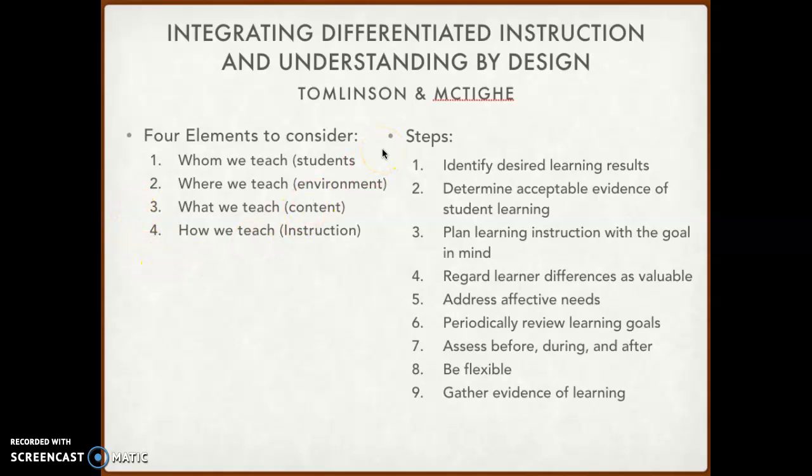So the steps to this that they identify is 1, we need to identify desired learning results. So if we are specifically trying to teach them how to write an argument, all of our activities up to that point will be designed for that. 2, determining acceptable evidence of student learning. So how are we going to tell that students know how to write an argument? What about their essay is showing us that they now know how to do this? 3, planning learning instruction with the goal in mind. So our goal is for them to write a rhetorical paper. So all of our instruction leads up to that point.